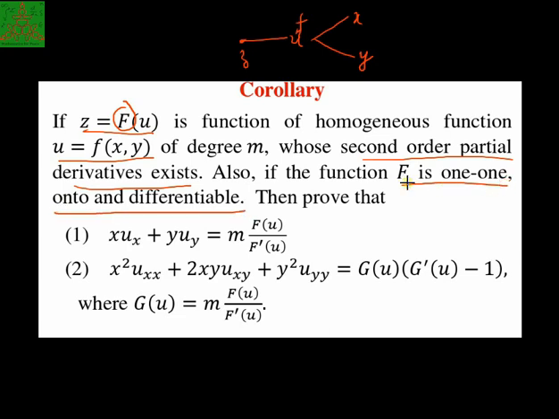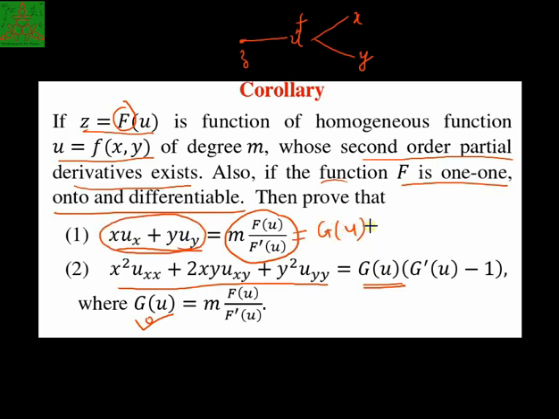then we need to prove that, as in Euler's theorem, x into ux plus y into uy is equal to m into F of u upon F dash of u, and the second order partial derivatives involve this quantity, where this g of u is exactly the function we have got from this expression. So let us try to prove this statement.